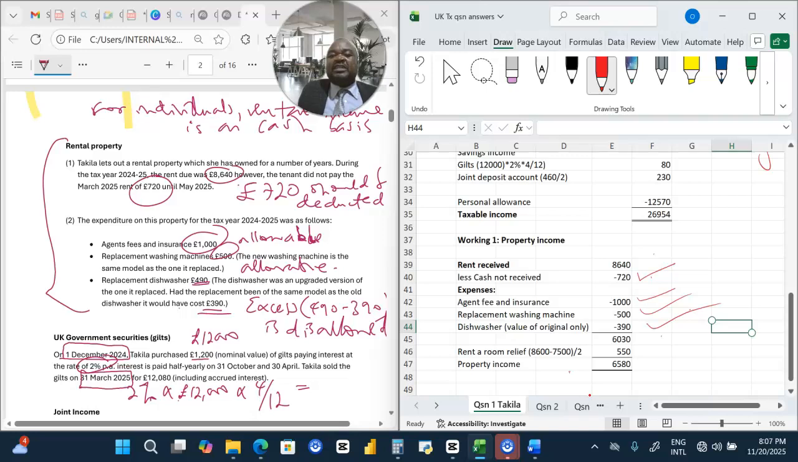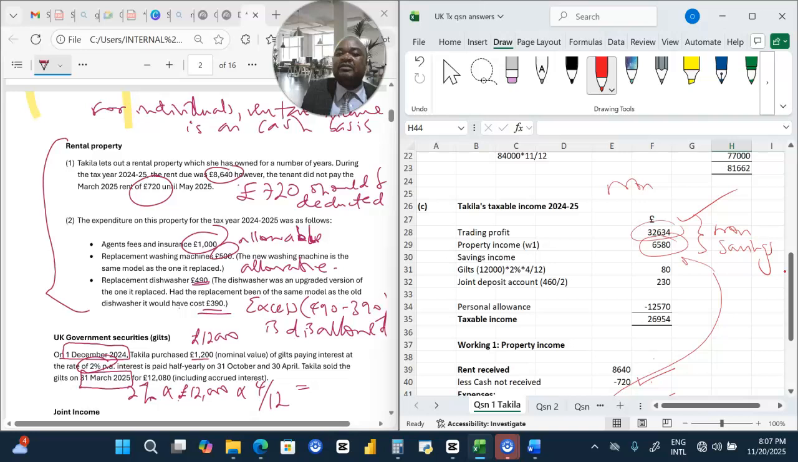So you do your computations and you obtain the sum, and then you have to apply the rent a room relief, which I said is the excess divided by 2. So in the hands of Tequila, we are only going to tax 550, and the total property income comes to 6,580, and this is the same figure we are going to use here, 6,580 as the property income figure.